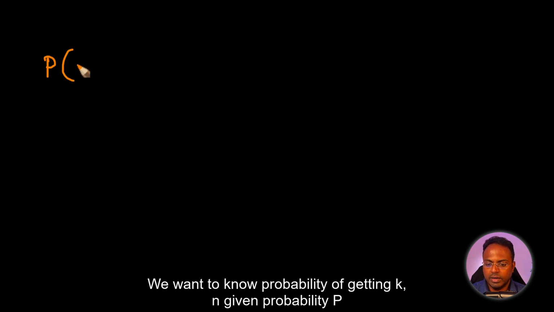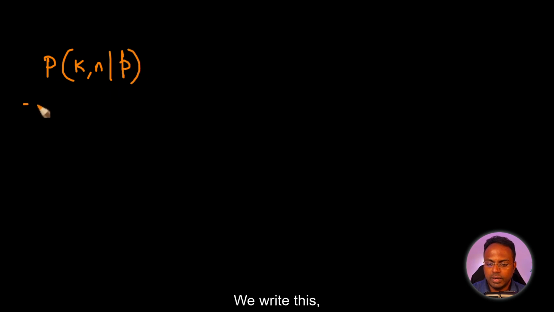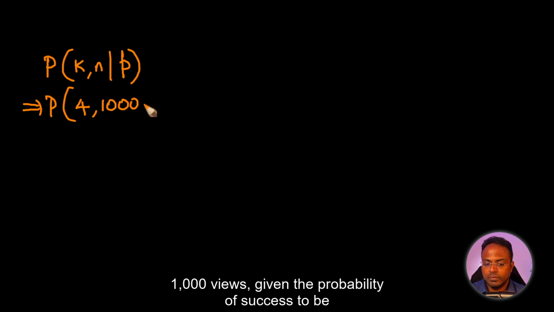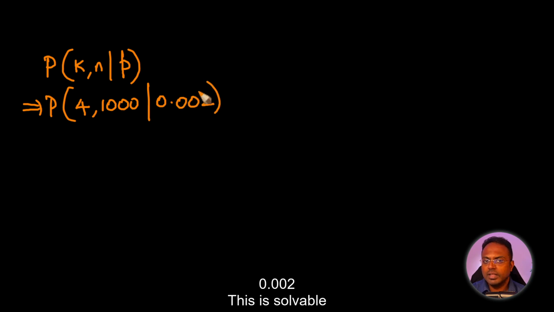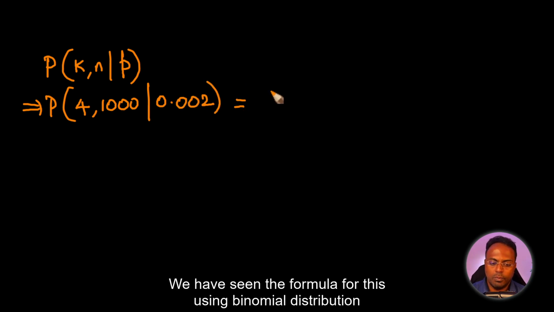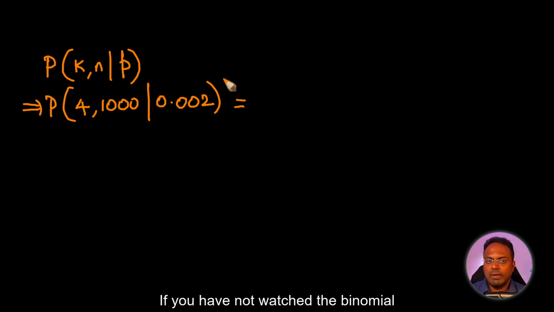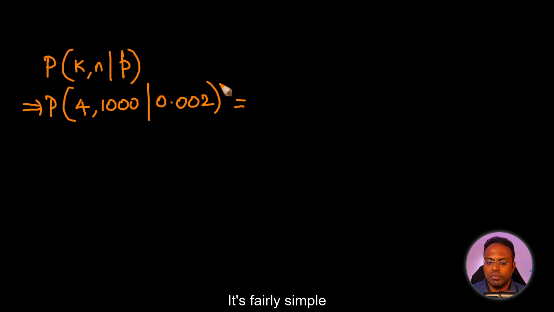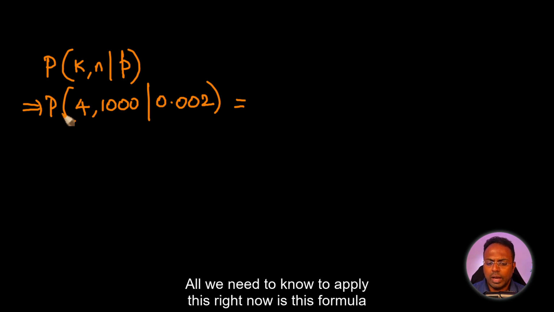Let's solve this. Okay, so we want to know probability of getting k, given n and probability p, right? So we translate this as probability of getting 4 clicks for 1,000 views, 1,000 trials, given the probability of success to be 0.002. This is solvable, right? We have seen the formula for this using binomial distribution. If you have not watched the binomial distribution lesson, please go and watch that. It's fairly simple. All we need to know to apply this right now is this formula.